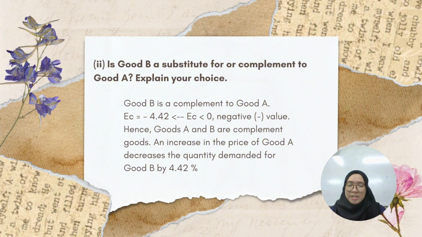Moving on to the second question, is good B a substitute for or complement to good A? Explain your choice. Good B is a complement to good A. The cross elasticity is equal to negative 4.42. When the cross elasticity is less than 0, which is a negative value, it indicates that goods A and B are complement goods. An increase in the price of good A decreases the quantity demanded for good B by 4.42%.